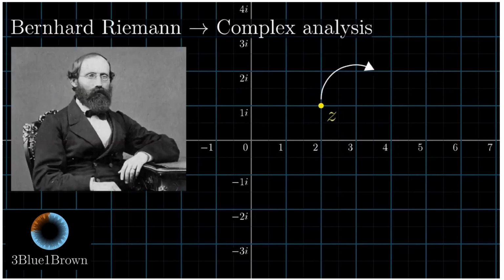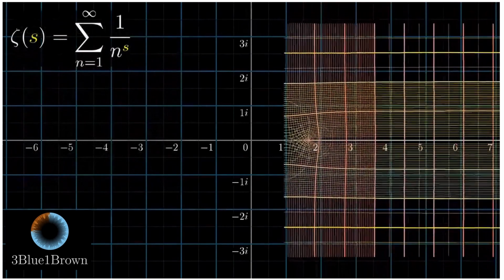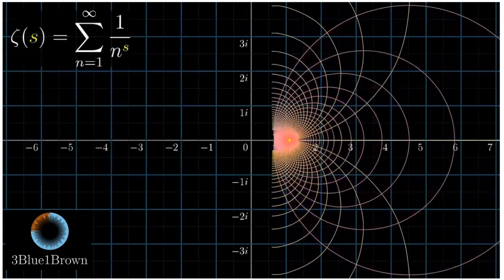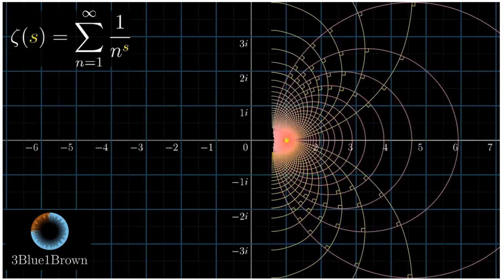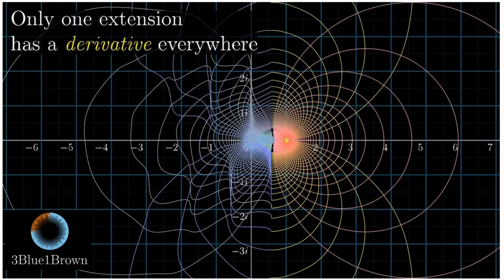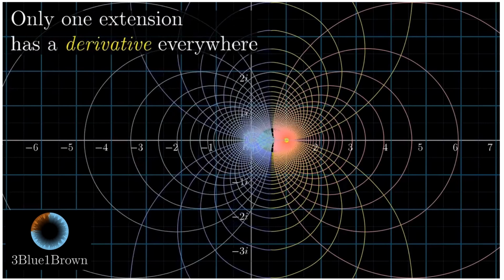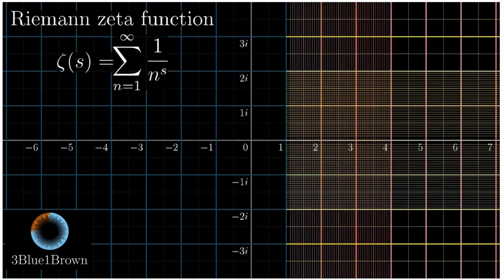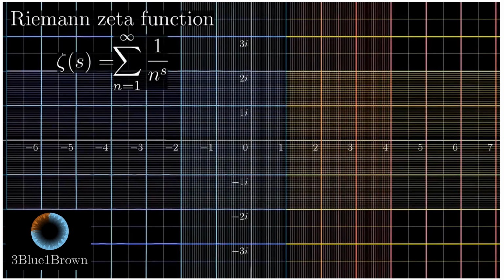Riemann looked at the zeta function in the complex plane. This is how it transforms the Cartesian coordinates. He extended it to the whole complex plane using analytic extension. Only one extension has a derivative everywhere. Transformation of this extended function looks like this.